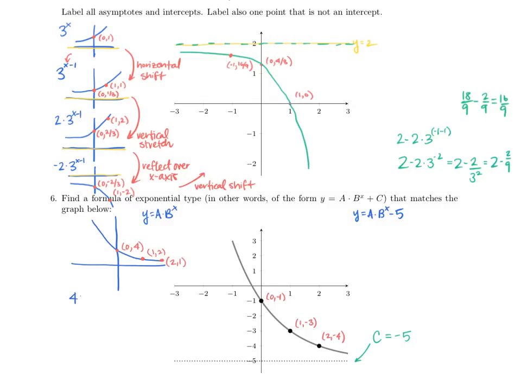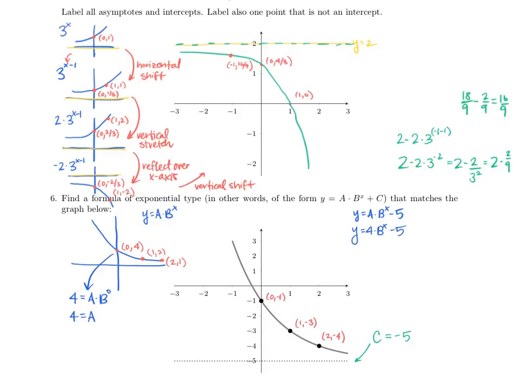So that means y equals 4, and we have a times b raised to the 0, right? I'm just plugging that point into this function format for the exponential function. That means that 4 is equal to a. We can now update our function. So we have 4 times b to the x minus 5.